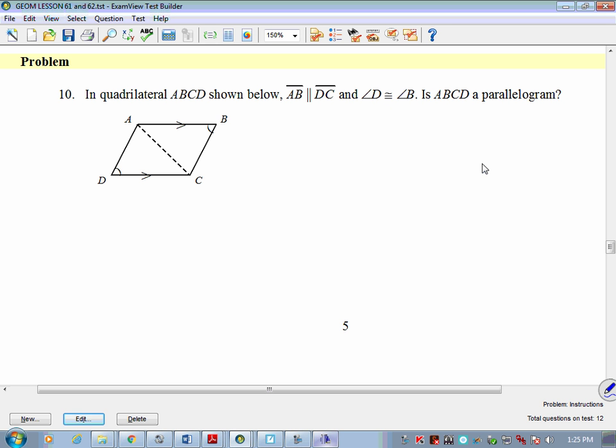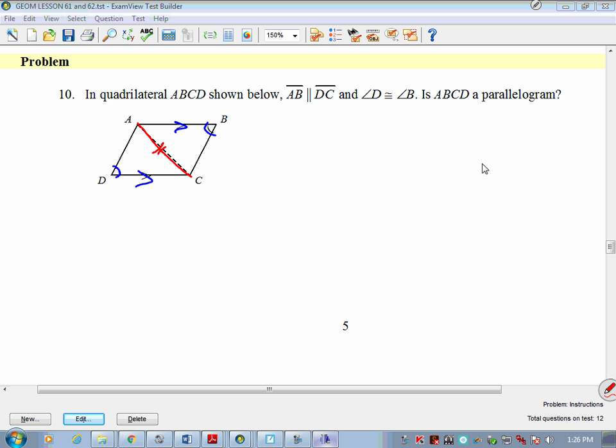All right, number 10. In quadrilateral ABCD shown below, AB is parallel to DC, and angle D is congruent to angle B. Is ABCD a parallelogram? So here's where I'm going to go back to an answer. It's a longer answer to look at. Notice that AC is shared. That is a shared diagonal. The diagonal AC creates triangle ABC and triangle CDA.